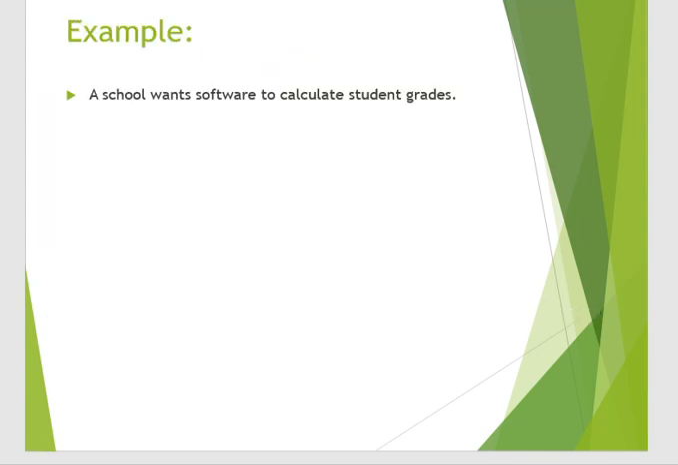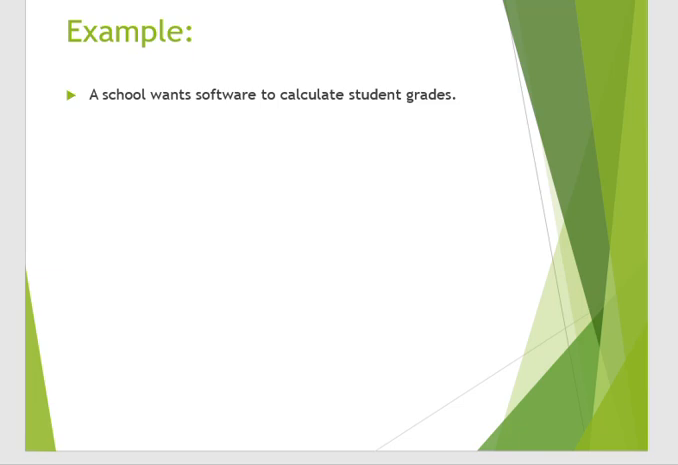I will be explaining this using an example. A school wants software to calculate students' grade. So how to analyze the problem? Input will be student marks and output we want final grades. And the rules will be, let's take an example, above 90 grade A, above 75 grade B, otherwise grade C.